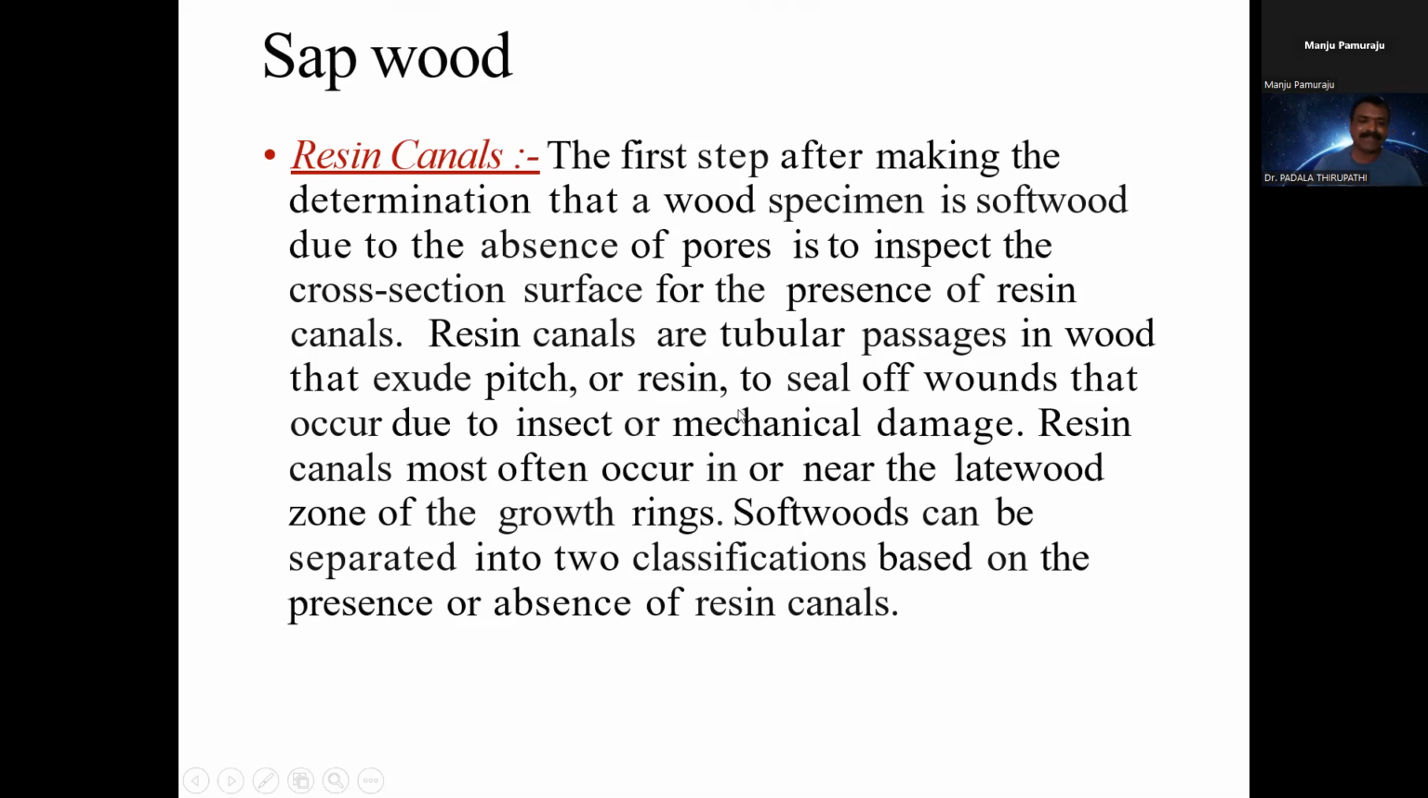They exude pitch or resins, releasing the resins to seal off wounds that occur due to insect or mechanical damage. These resin canals most generally occur in or near the late wood zone of the growth ring. So softwood can be separated into two classifications based on the presence or absence of resin canals. These are the tubular passages from which resins are released when the stem is wounded. So here these resins are released out.